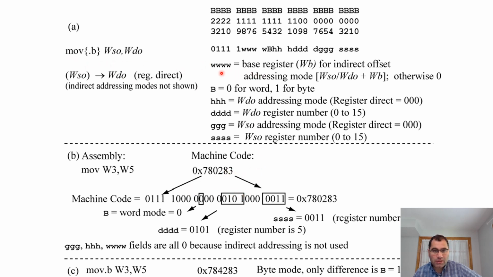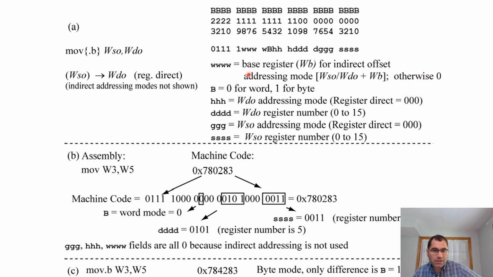Again, www is a base register for indirect offset addressing mode. If you don't understand, don't worry about it. Just ignore it, you don't need to know for now. Currently, we are using direct addressing mode, right? So if it is not indirect addressing, then it's going to be 0.